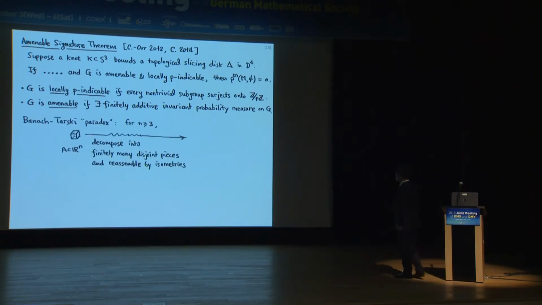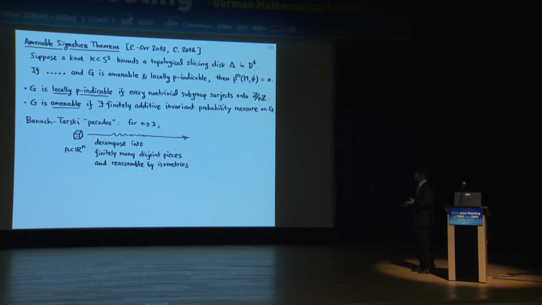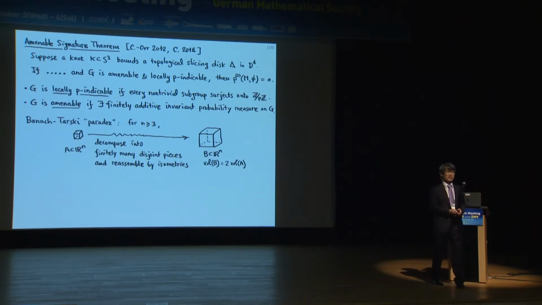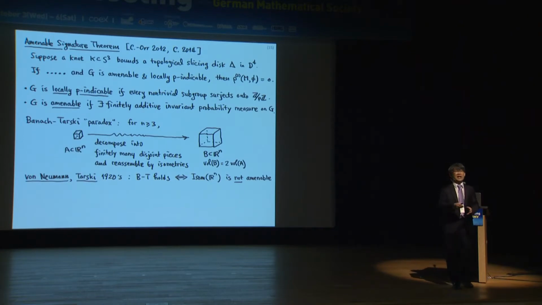So let me just remind you of the original motivation of amenability: the Banach-Tarski paradox, which is very well known. If the dimension is at least 3, then in Euclidean space, let's just take a little cube. The paradox tells us that it's possible to decompose this into finitely many disjoint pieces, and we can reassemble them by using some Euclidean isometries to get an arbitrary size cube. The volume can be doubled, for instance. It's called a paradox, even though this is a theorem, because it's very unlikely. So amenability is actually very closely related to this. Von Neumann and Tarski showed that Banach-Tarski happens if and only if the associated isometry group of this space is not amenable. So in other words, it's amenable if it's not wild.